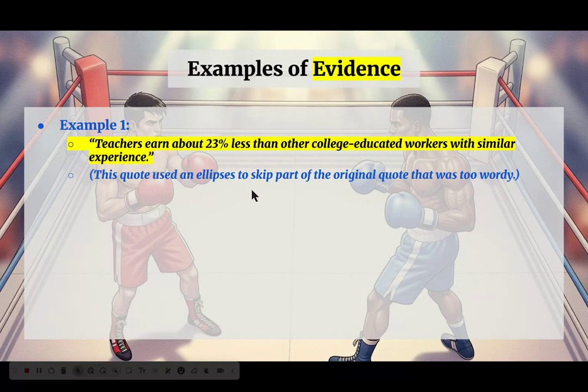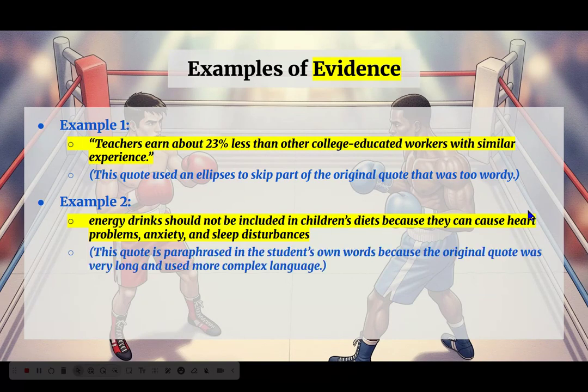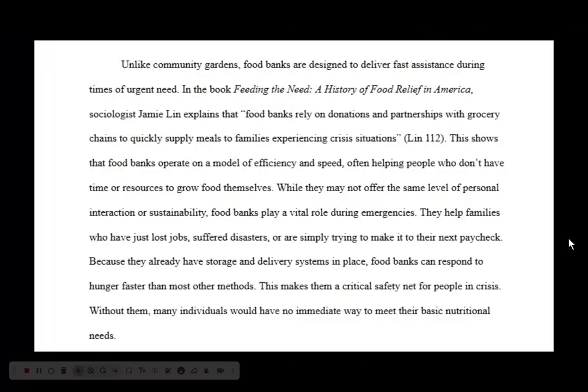We are writing it word for word from a source that we found. And then example 2 says, "Energy drinks should not be included in children's diets because they can cause heart problems, anxiety, and sleep disturbances." And you'll notice there's no quotation marks around this because this quote is paraphrased. Pretend you know that the original quote was very long and used very complex language, so we reworded it to make it shorter and clearer.